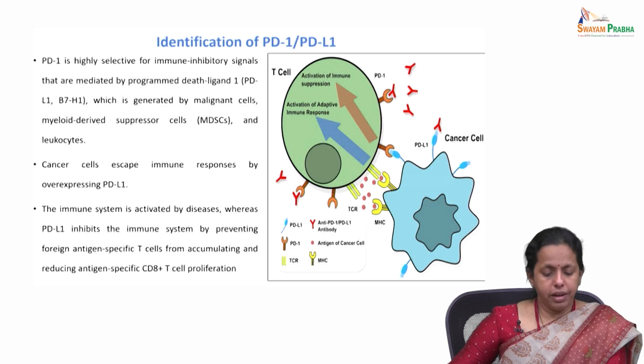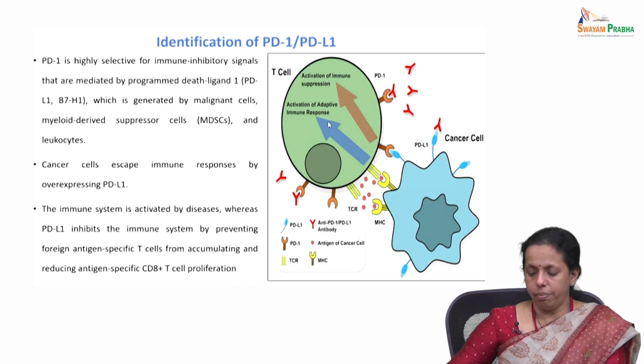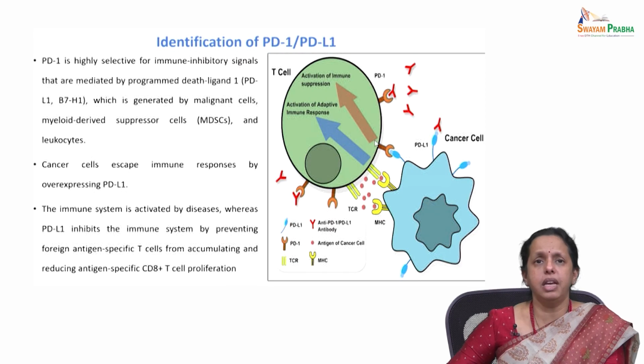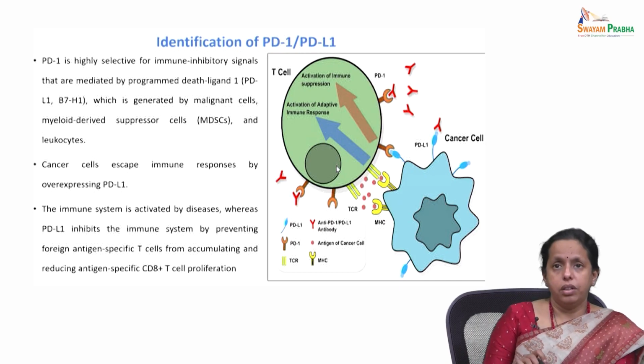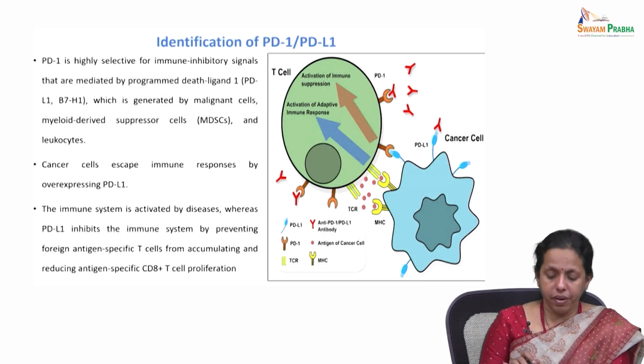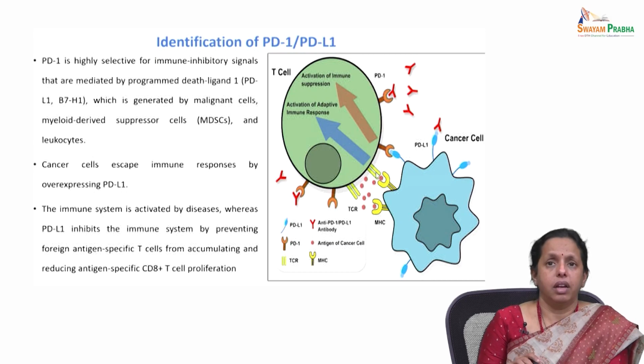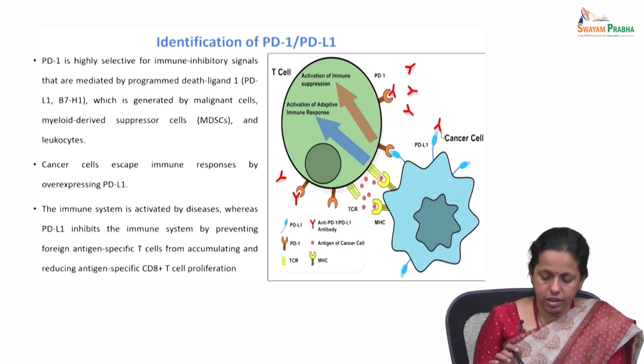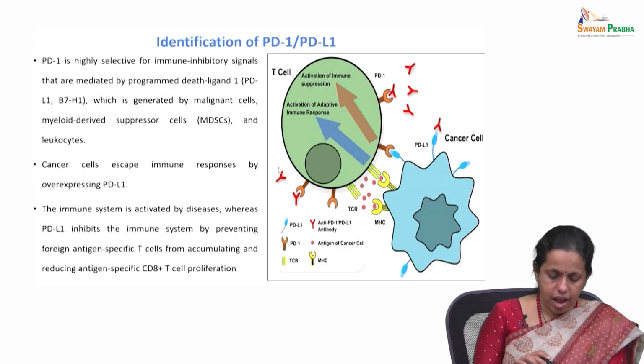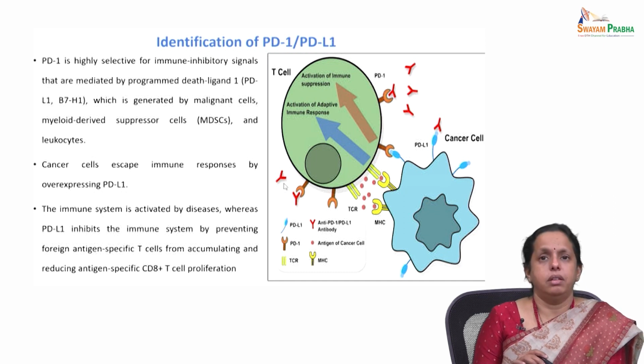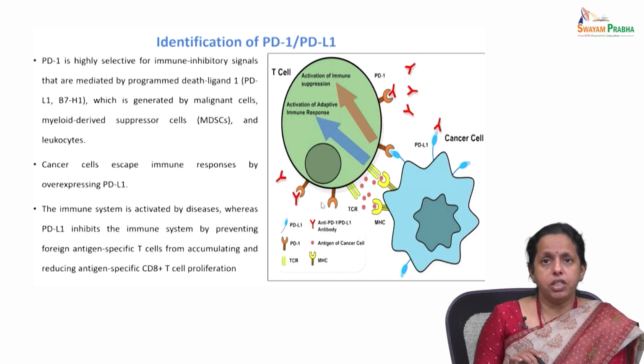As I mentioned, this is very highly selective. The binding of your T cell receptor and your MHC will activate the adaptive immune response. The binding of your PD-1 and PD-L1 can prevent signal transduction in the T cells to inhibit the immune response, whereas your anti-PD-1 antibodies, which you can see here, can reverse the inhibition of this particular interaction.